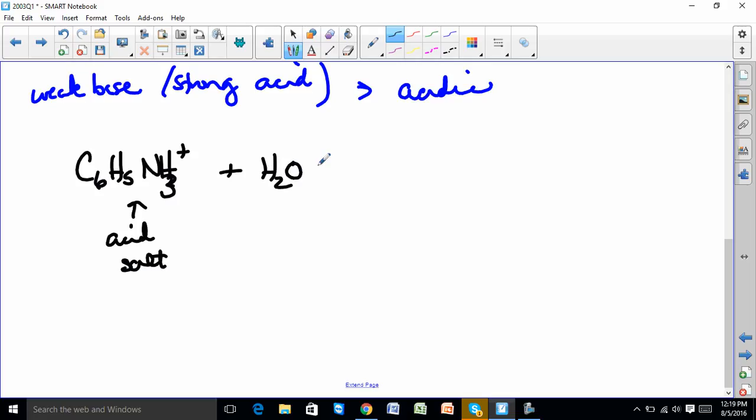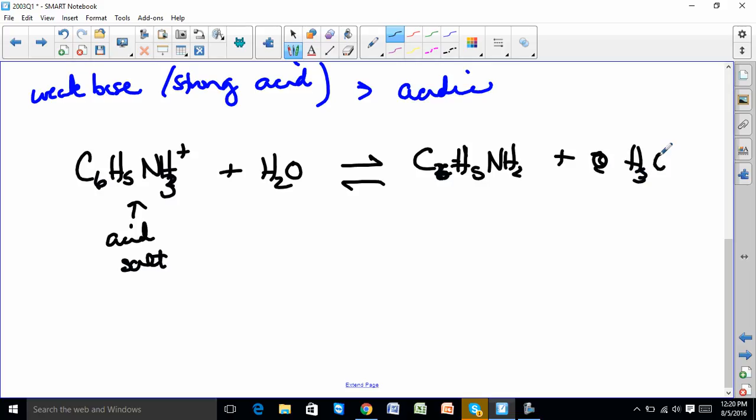And so what happens is, using Bronsted-Lowry theory, this thing starts interacting with the water. Well, acids are proton donors, and it makes C6H5NH2 back, plus H3O+. So this is an acid. Acids are proton donors, and then this becomes H3O+. And this is what makes it be an acid at the equivalence point.